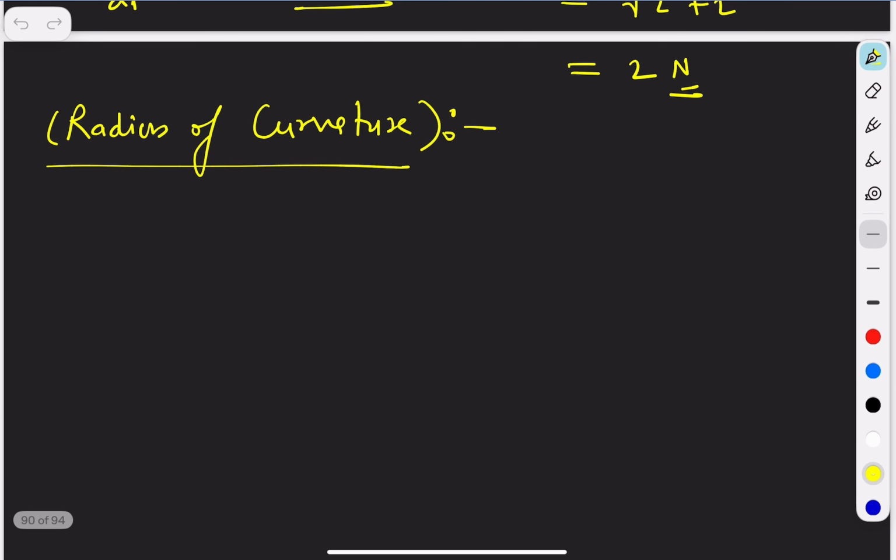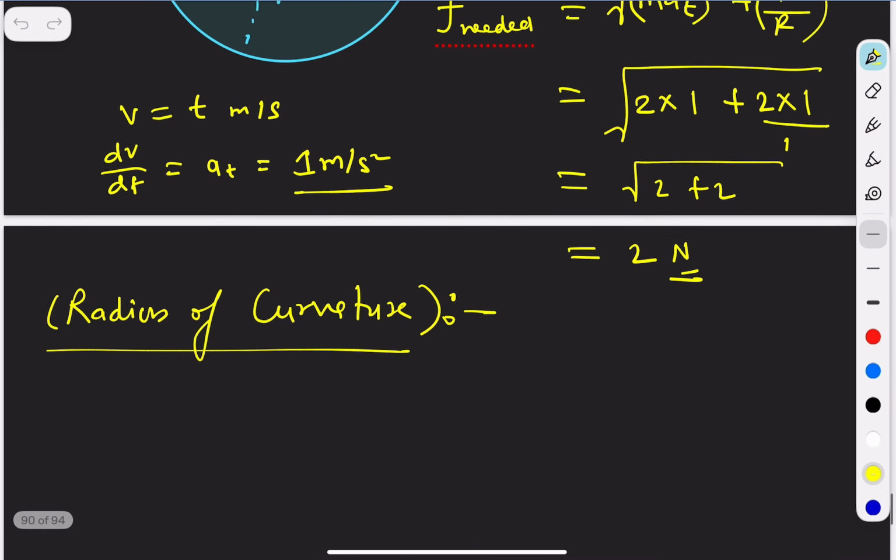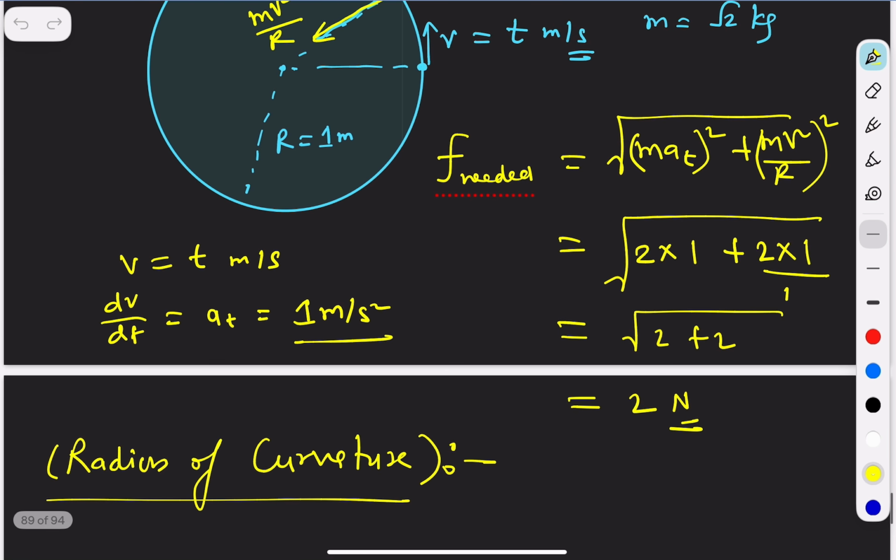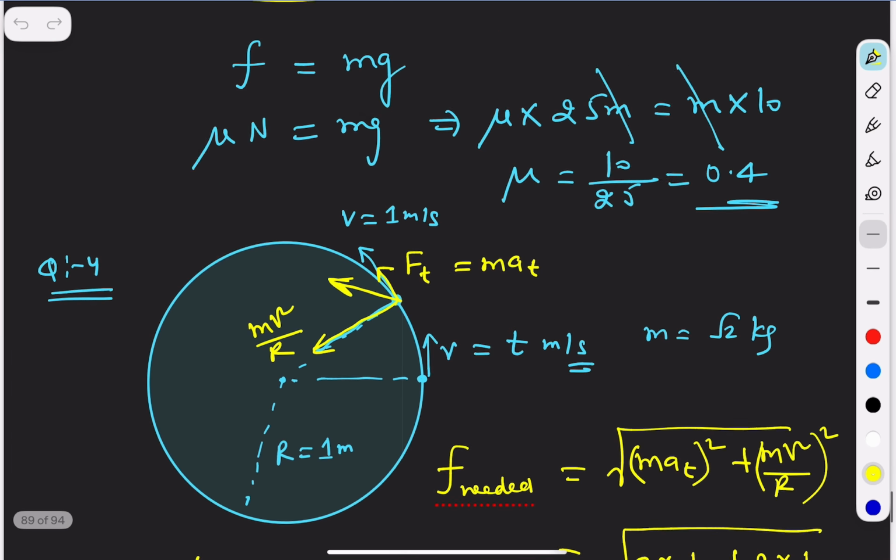In last class we had seen some problems on the banking of the roads. Mainly we had seen the horizontal circular turning, and how the banking can help you to take the turn. All those kinds of problems I think we have seen.